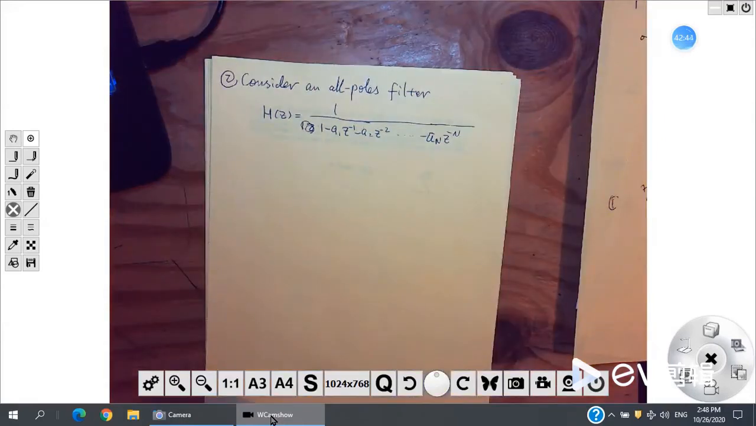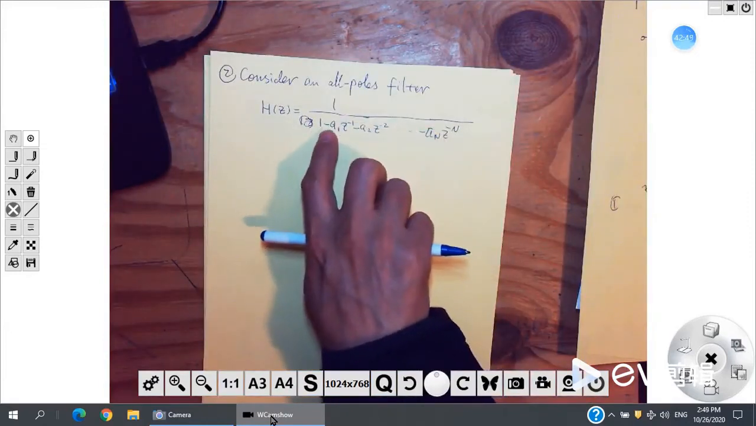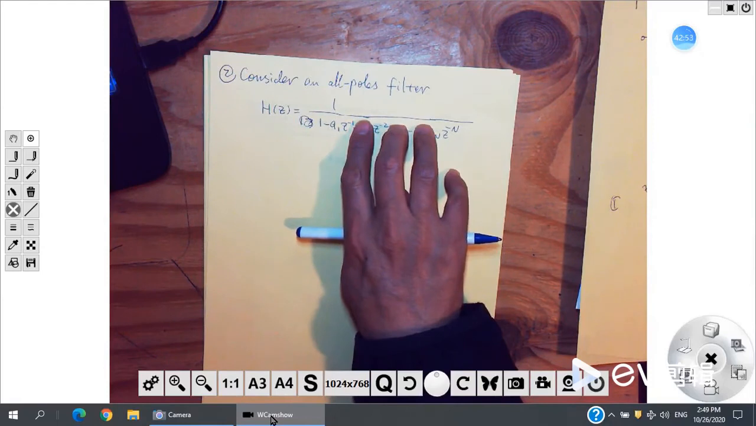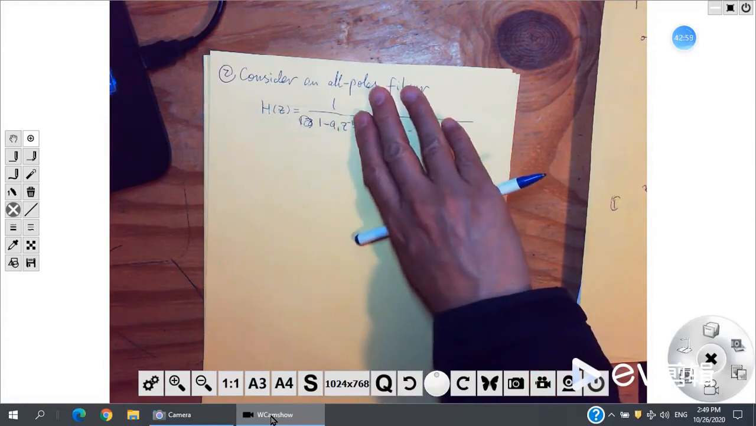Yes, I put minus. The simplest case is just one term. That means 1 minus a1 z to negative 1. Right? That is a commonly used term in the z transform. So I put negative. If you want to put plus, then when this goes back to the time domain, you need a negative a1 to the n power.